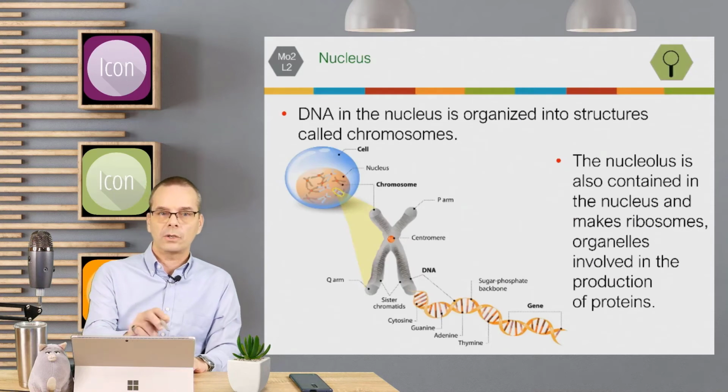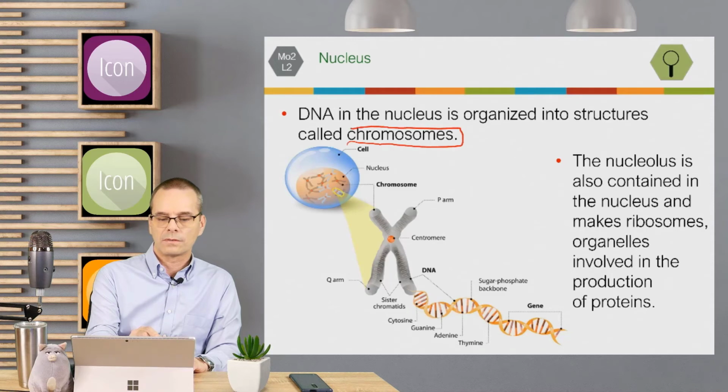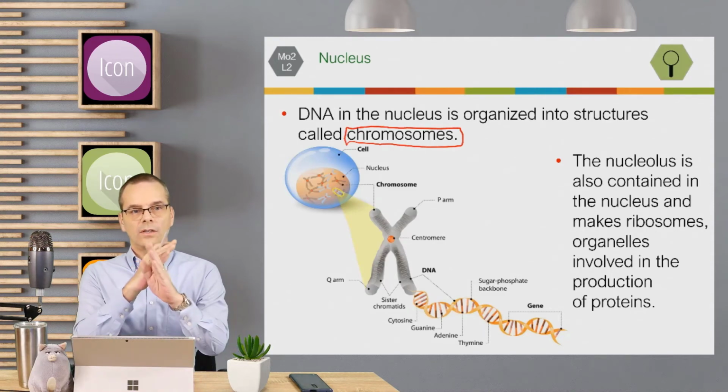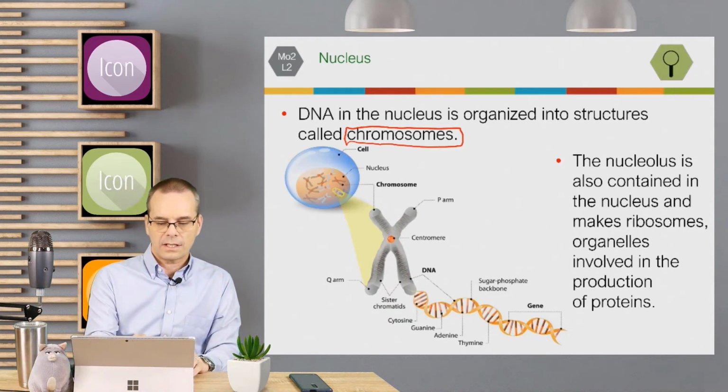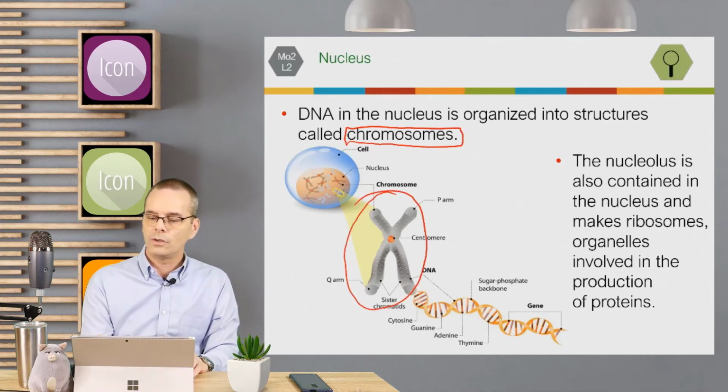So DNA in a nucleus is organized into structures called chromosomes. All right? Chromosomes are the structure. You know, see that little X thing right there? This is a chromosome. Now, the nucleolus is also contained in the nucleus, and it makes the ribosomes. All right? And these ribosomes actually produce protein.